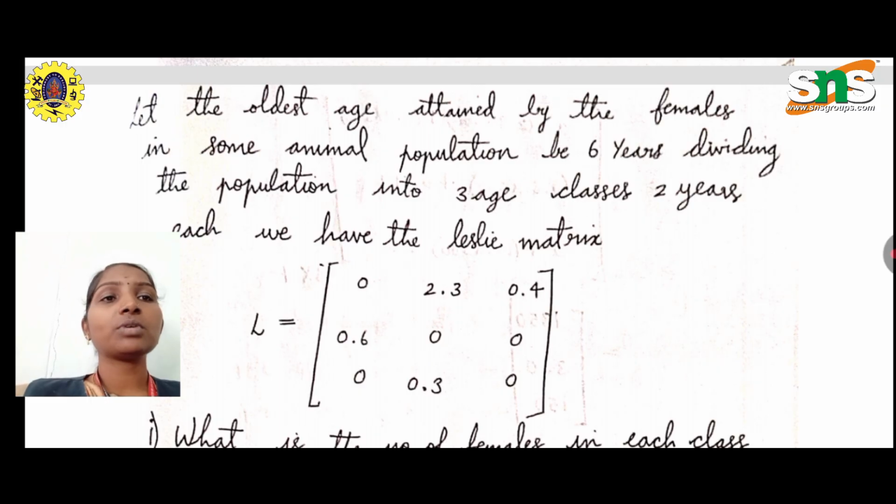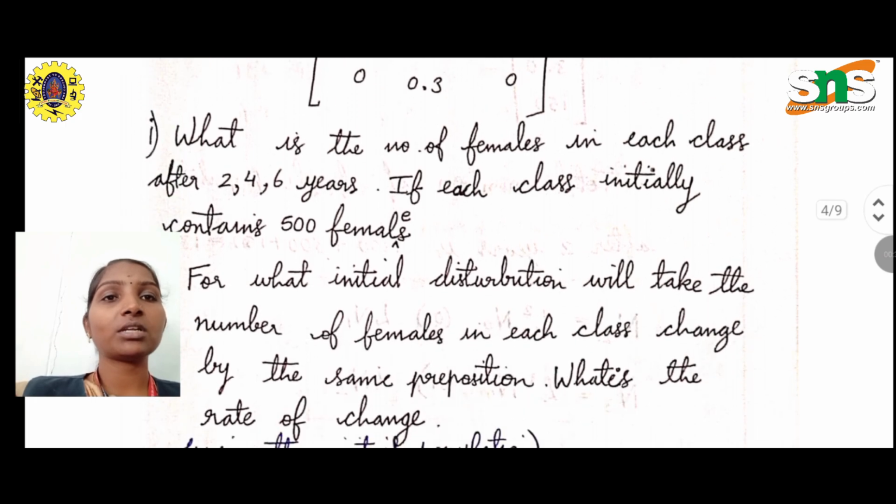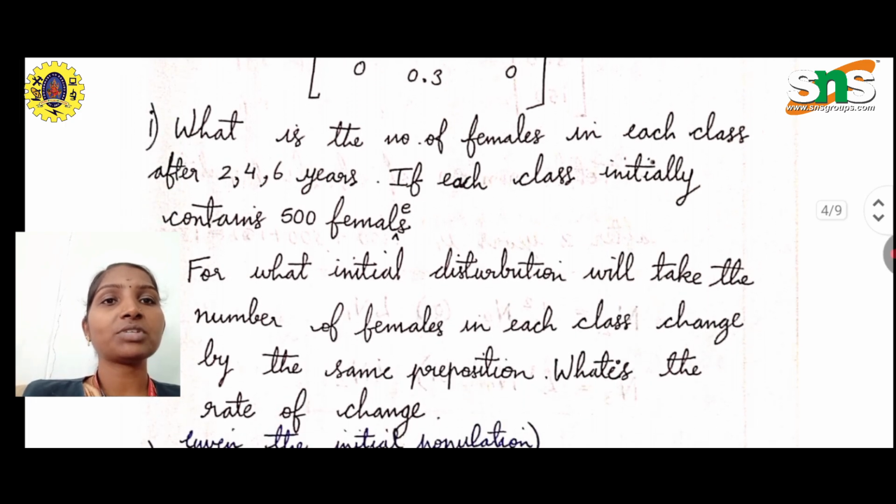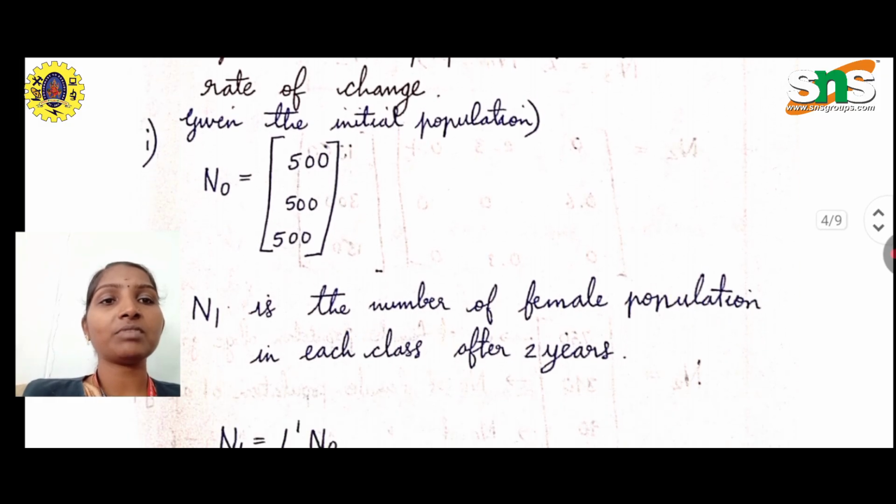This is a lecture video series on the course Matrices and Calculus, and we are on to the topic Leslie model. In the previous video, we have seen this problem regarding the Leslie matrix, wherein the animal population is 6 years and it is divided into three age classes with 2 years each. So this is our Leslie matrix here. With this Leslie matrix, the first question was calculated: What is the total number of females in each class after 2, 4 and 6 years, if each class initially contains 500 females? This problem has been computed in the previous video.